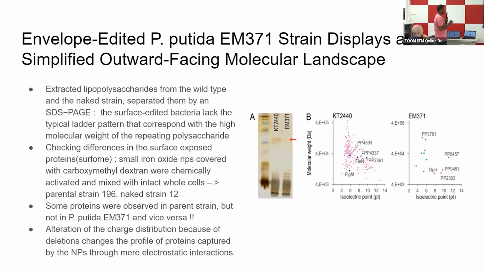So how is this possible? In the paper they said that because of the iron oxide nanoparticles, the charge distribution is changing, so some of the proteins are present in one and not the other.